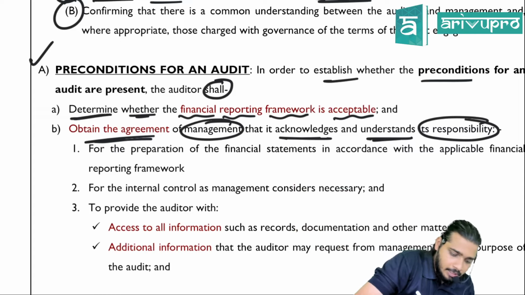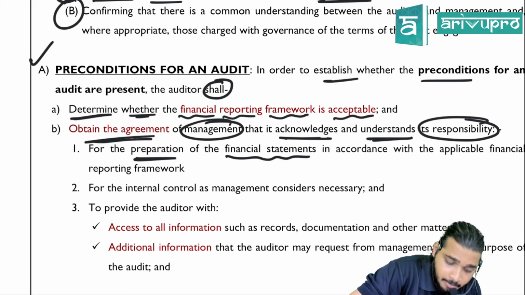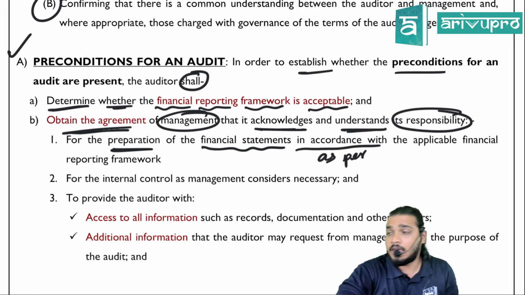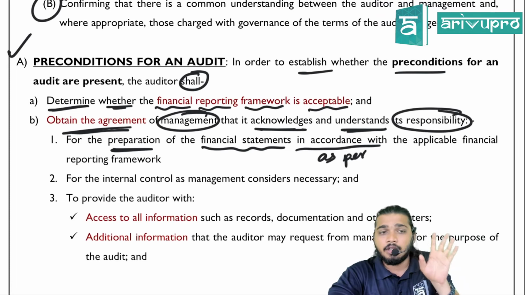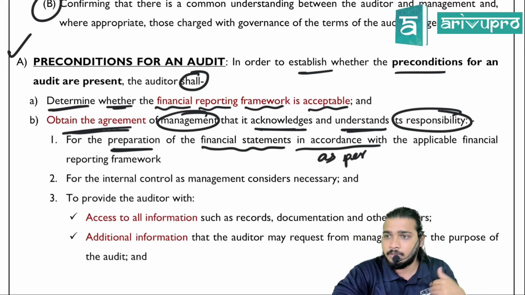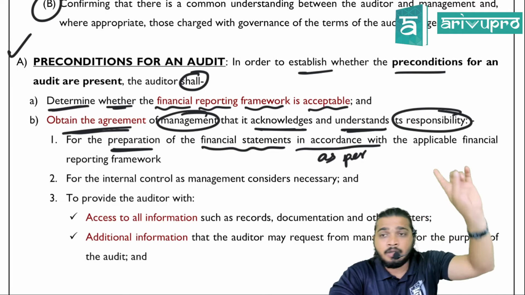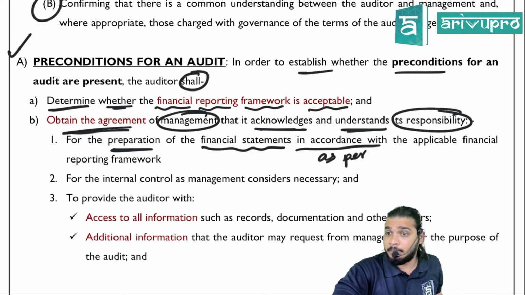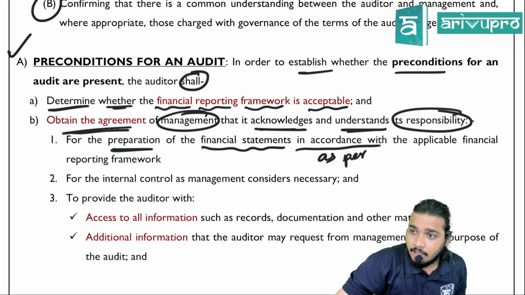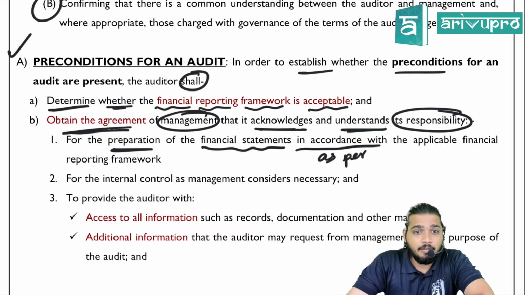First responsibility, preparation of financial statements in accordance with, what do you mean by in accordance with? As per the applicable financial reporting framework. So preparation of financial statement is not my responsibility. It is management's responsibility. Do not accept the responsibility of preparation, because if you do it, you should not audit it. Why? Self-review threats are inbuilt now. You are only reviewing your work.